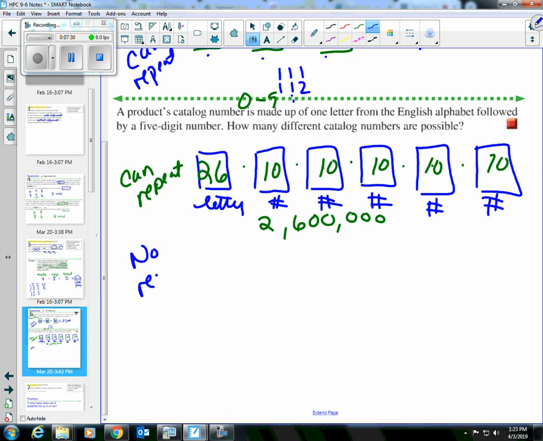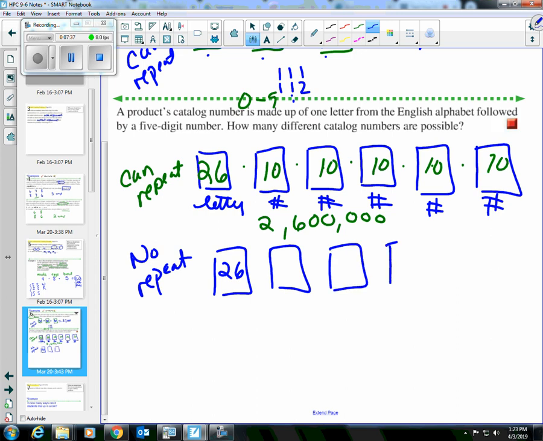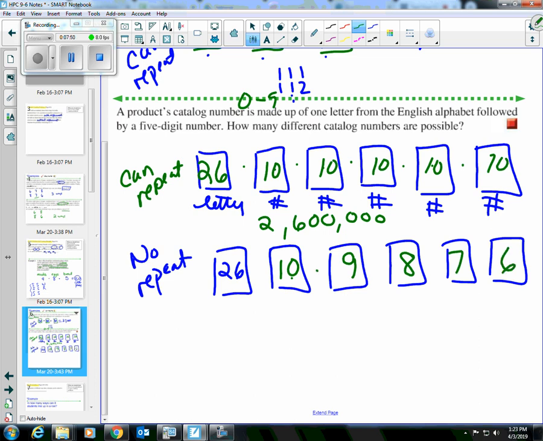Now, how would it be different if they couldn't repeat? So once you had a 1 in your digit, you couldn't have it after that. Well, you'd still have the 26 letters, but what would happen for the numbers? Let's take a peek. I'd still have 10 digits to start with, but after I use that digit, whatever it is, then I'm going to have 1 less option, 1 less option, 1 less option, 1 less option, since I've already used it. So I would have fewer possibilities for those codes. So if you multiply those out, there are only that many options. So with repetition or no repetition really does matter in our calculations.